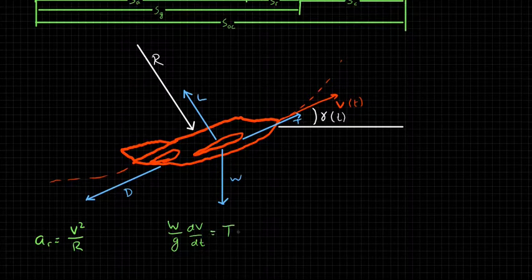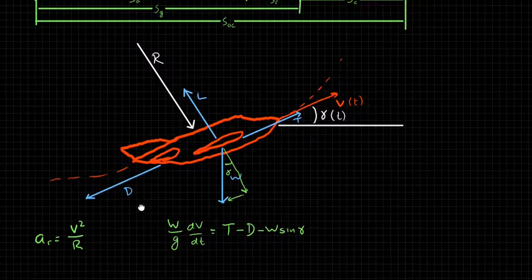So we have T minus D minus W sine gamma. Okay, so that's the component of W here. Remember, there's two components, and this is gamma. So W sine gamma. Okay, so that's in the direction of flight.